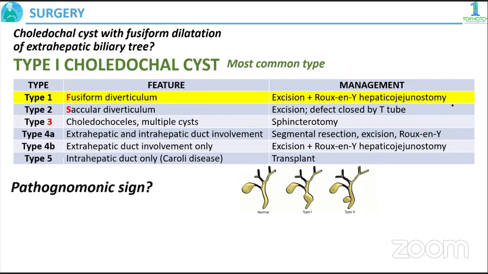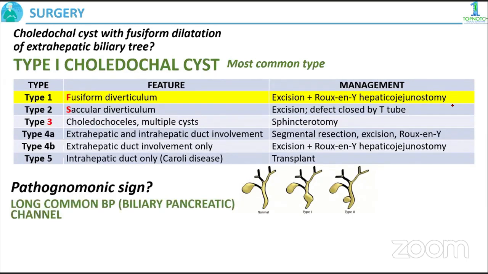Right? So what's the pathognomonic sign? The pathognomonic sign is a long common BP channel, biliary pancreatic channel. So remember, you have your biliary channel, you have your pancreatic channel, both of which drain to the common bile duct going to the duodenum, right? So pancreatic fluid, bile fluid. If it's very long here, what happens is that the pancreatic fluid is going to activate the bile fluid. If it activates the bile fluid, it's going to irritate the common bile duct. If it gets irritated, it's going to get bigger and bigger and bigger. If it's bigger, it becomes a choledochal cyst, which is a saccular outpouching or a fusiform outpouching of your CBD, right?